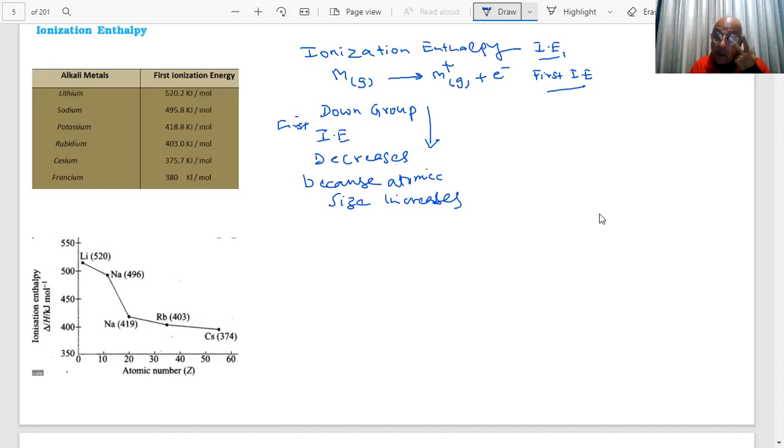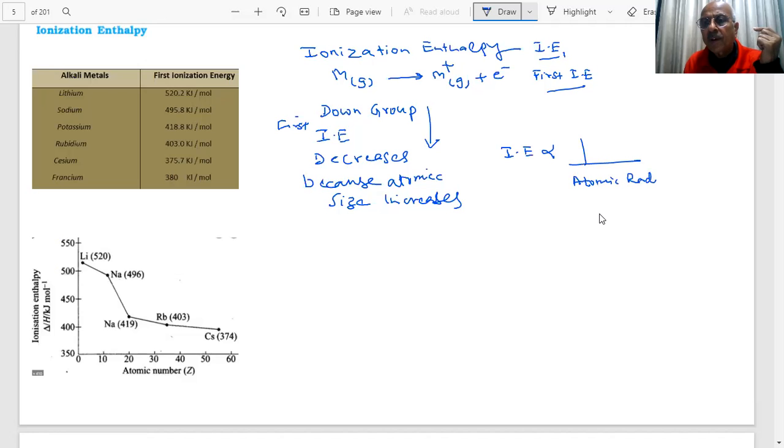Is it okay? Yes, sir. Size will become more. The outer electron will go farther away from the nucleus. Then the attractive force is less, and it will require less energy to remove the outer electron. In general, I can say, students, ionization energy is inversely proportional to atomic radius.